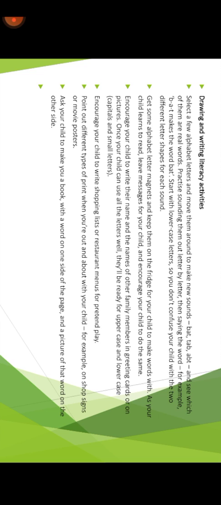So encourage your child to write a shopping list or restaurant menu again. Pretend play, so they can still read or learn how to spell the word and read. Point out different types of print when you're out and about with your child, for example, shop signs or movie posters. Ask your child to make you a book with a word on one side of the page and a picture of that word on the other side. So, it can be done like that.